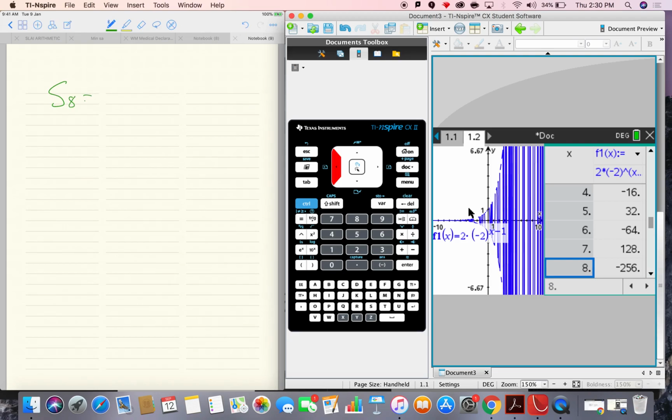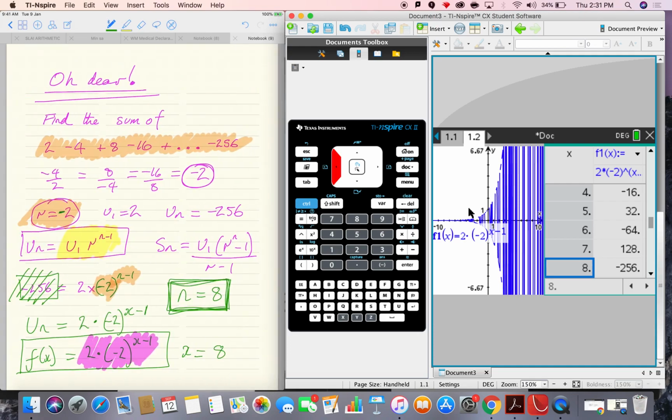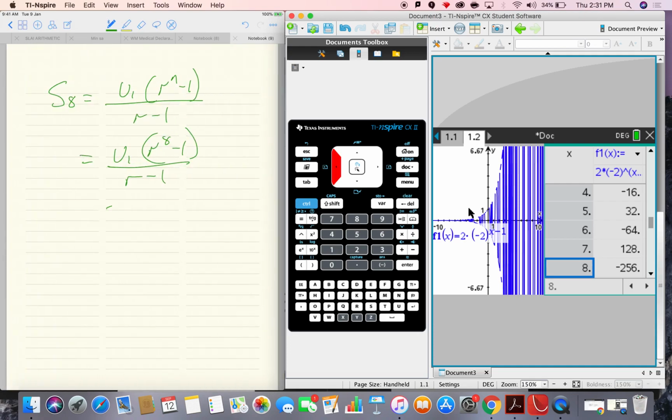The sum of 8 terms is u1 into r to the n minus 1 over r minus 1. So that's u1 r to the 8 minus 1 over r minus 1. Let's go back and have a look. u1 is 2. r is negative 2, keep it in a bracket, to the 8 minus 1 over negative 2 minus 1, and that's s of 8. Get the GDC on the go.